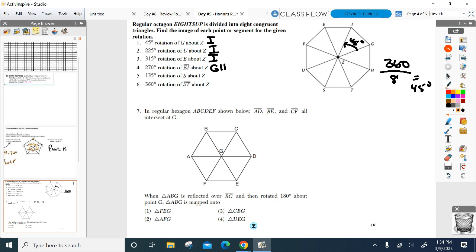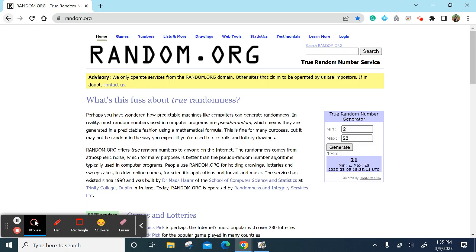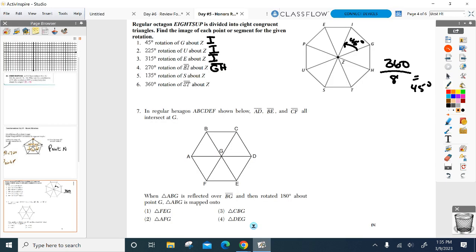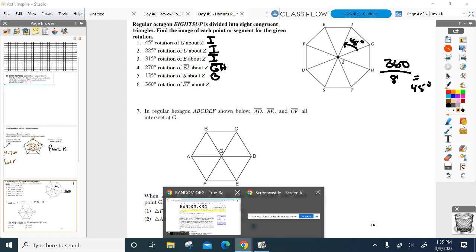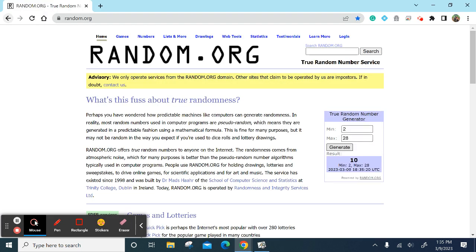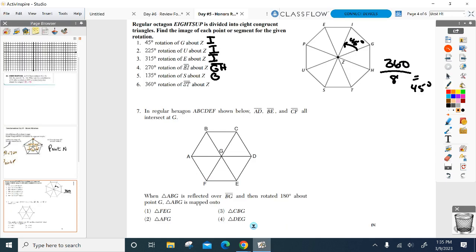GH. If anybody is having a problem rotating segments or reflecting anything with the segment, reflect it, rotate it, take each endpoint separately. So do it to E first, do it to I, and then connect them, and you got your segment. But GH, good job. How about question 5? G. I don't even know why I ask number 6 all the time, but I do. ST. You end up right where you started.